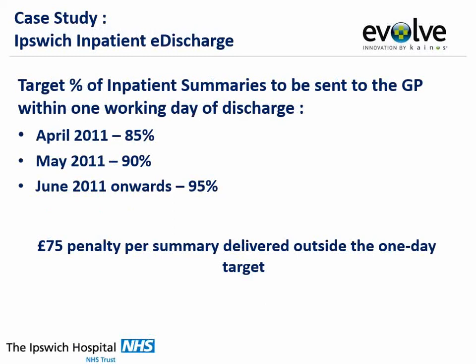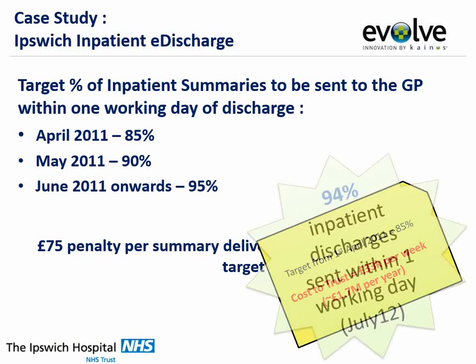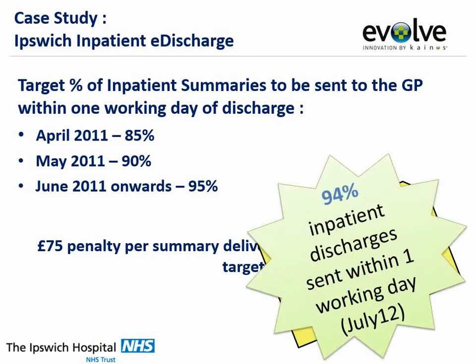And there was a £75 penalty for every time that they missed that target. What they reckoned was that from the 1st of April, that was going to cost them in terms of penalties around £33,000 per week of missed penalties. But with Evolve electronic discharge, as of July 2012, 94% of those inpatient discharges were sent within one working day.